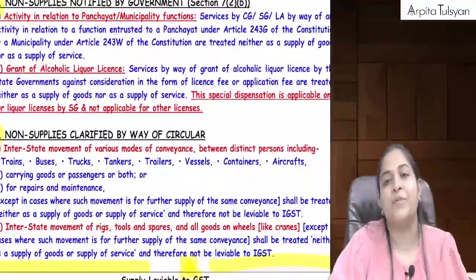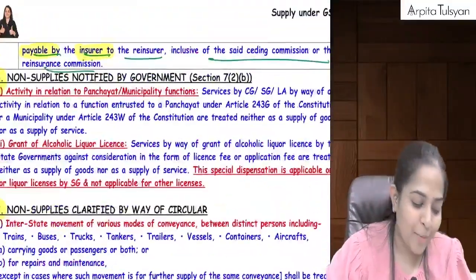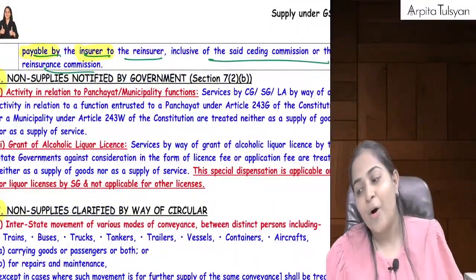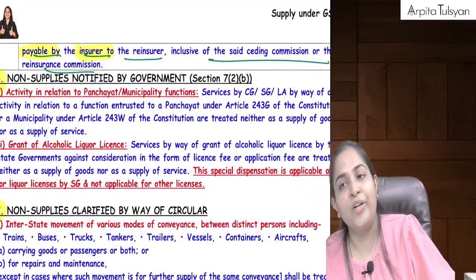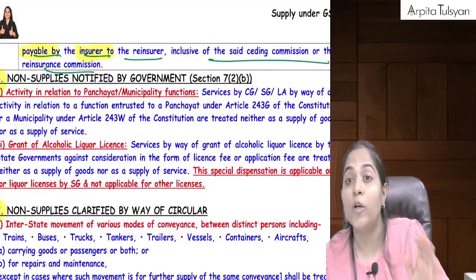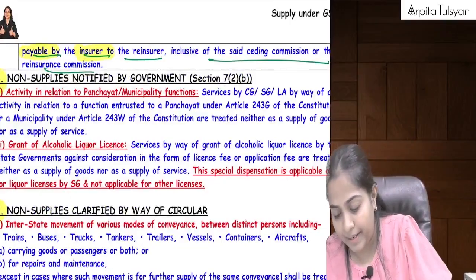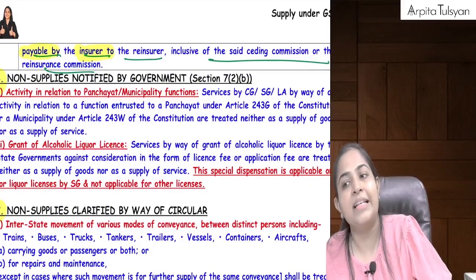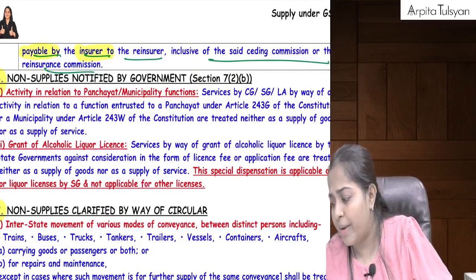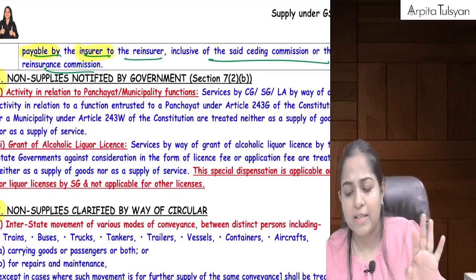So this was all about my schedule number 3. Whatever transactions we studied in schedule number 3, that is considered as non-supply. Non-supply means you don't have to think whether it is supply of goods or supply of services. There cannot be any GST because it is a non-supply.